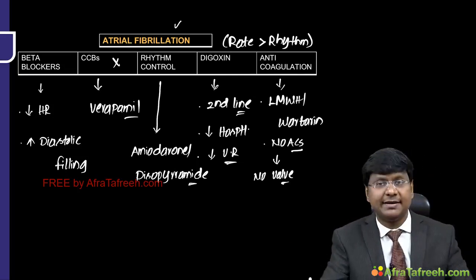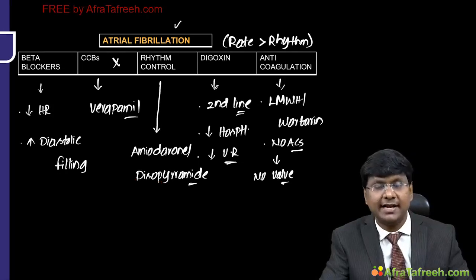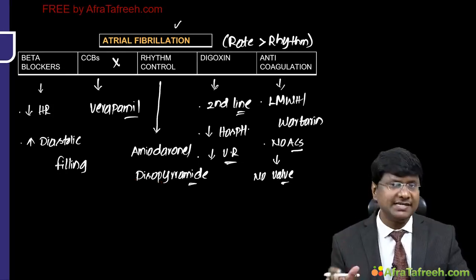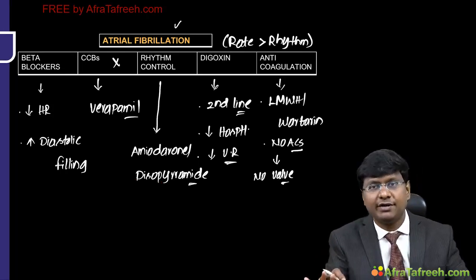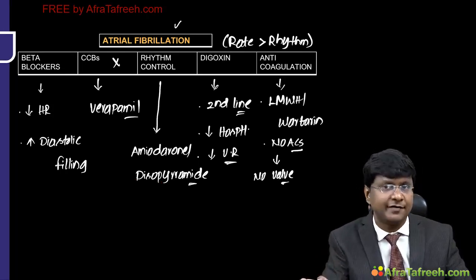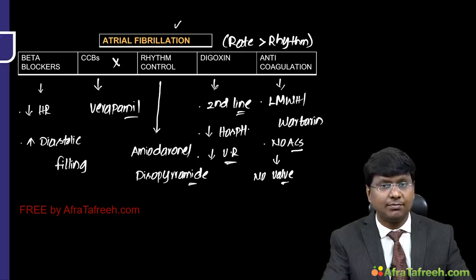Like what are those? Dabigatran, edoxaban, rivaroxaban and apixaban. So these are the NOACs. If there are valvular pathologies, it is preferable to give low molecular weight heparin or warfarin. That is mainly to prevent the thromboembolic stroke.